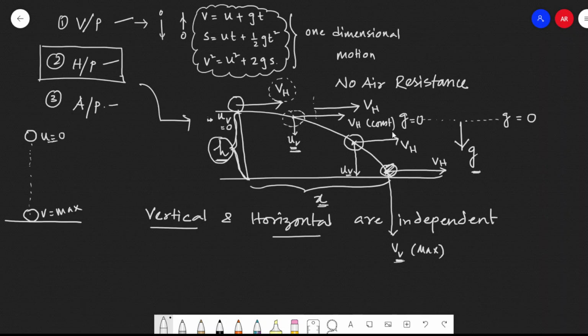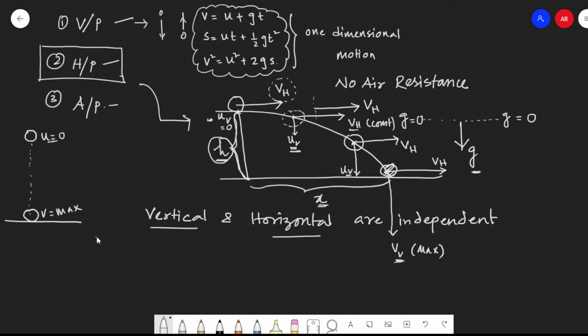And as you see, since there is no air resistance, the horizontal velocity stays the same. So there is no change in horizontal velocity. It neither decreases nor increases. So there is no acceleration. So in horizontal motion, we are not going to consider any kind of acceleration.